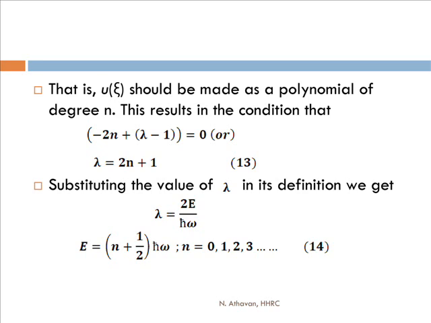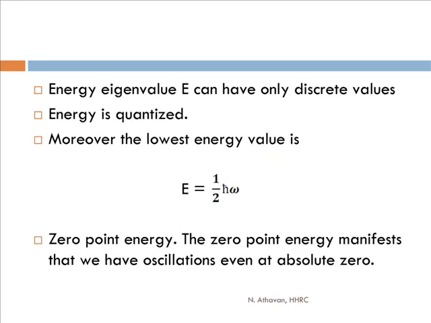Once we get the condition on lambda, which contains the energy eigenvalue, we can immediately write the energy eigenvalue as E is equal to (n + 1/2) h cross omega, where n is an integer which runs from 0. So the energy eigenvalue E can have only discrete values. That means we have a discrete spectrum of energy here, or in other words, the energy is quantized. Moreover, the lowest energy value in our case is half h cross omega. So this is a new result.